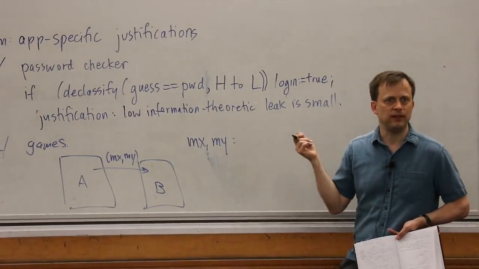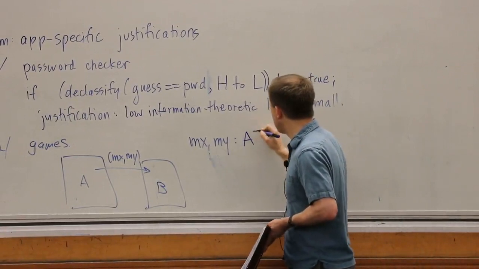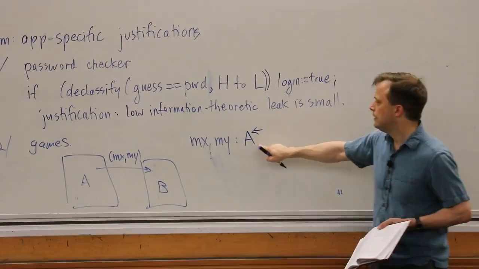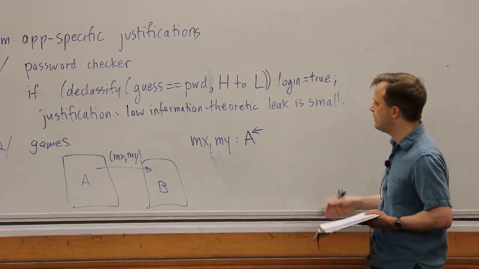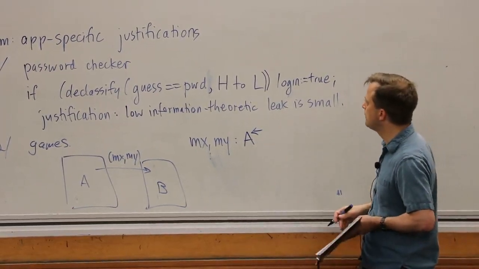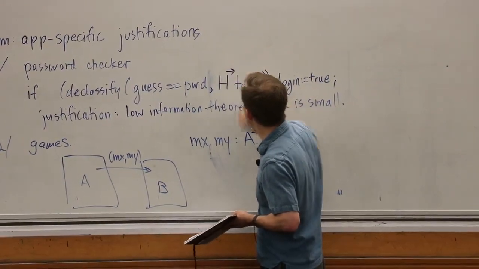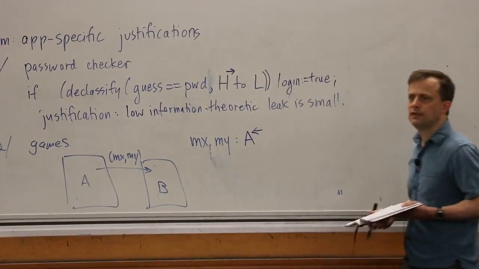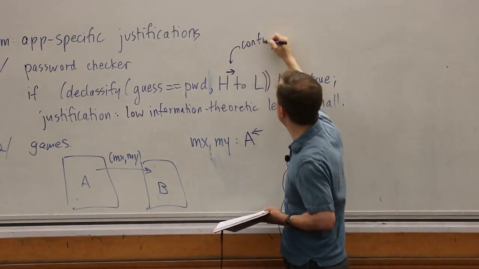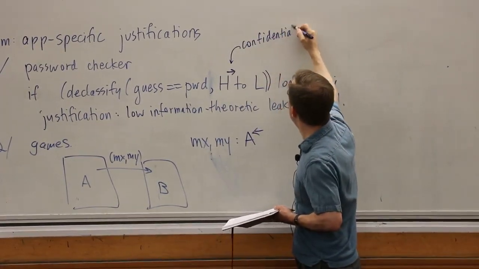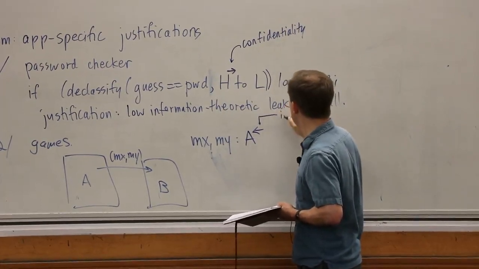Right? Player A generated them. Player B doesn't trust player A. Okay? So I'm going to use a left arrow to represent integrity policies. So this is saying these are things that have the integrity of player A. And actually, up here I probably should have written H right arrow. So this is going to be a confidentiality policy. And this one here is integrity.